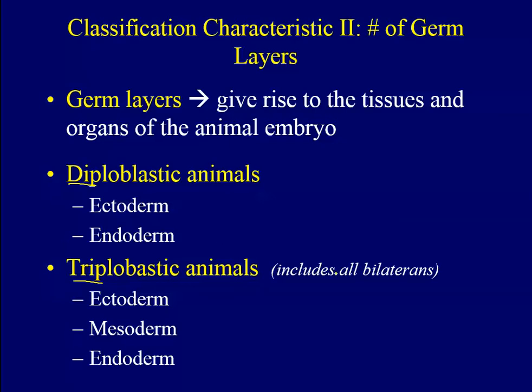Now, here's something very important to remember for this whole unit. If an animal is triploblastic, it also has bilateral symmetry. Or if an animal has bilateral symmetry, it's also triploblastic. So if you just look at an animal and you see that it has bilateral symmetry, you know all three of these germ layers form during embryonic development.